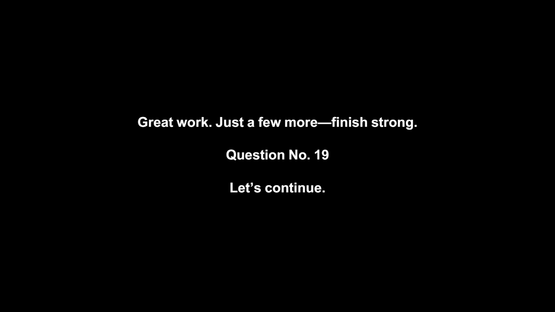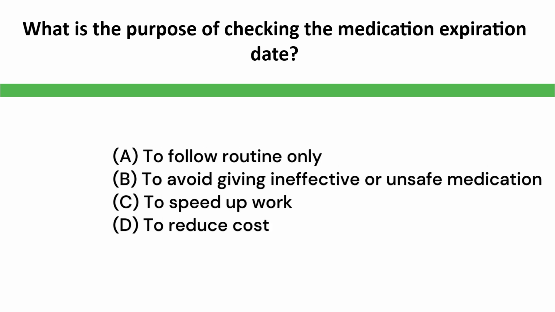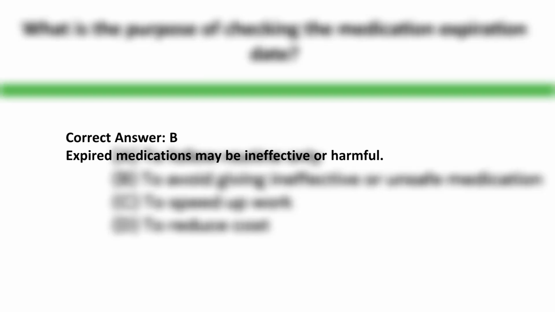Question number 19. Let's continue. What is the purpose of checking the medication expiration date? Options. A. To follow routine only. B. To avoid giving ineffective or unsafe medication. C. To speed up work. D. To reduce cost. Correct answer, B. Expired medications may be ineffective or harmful.